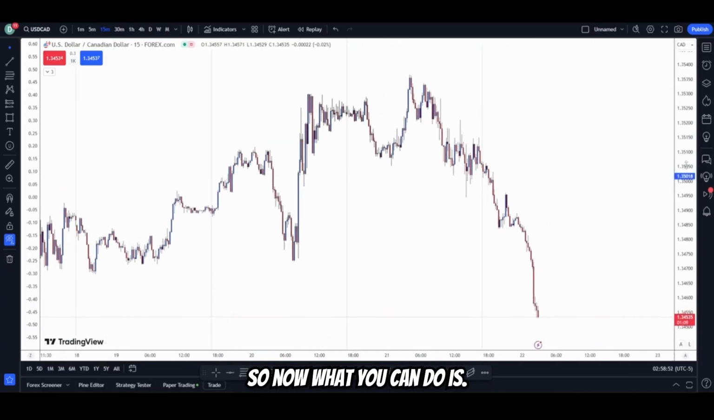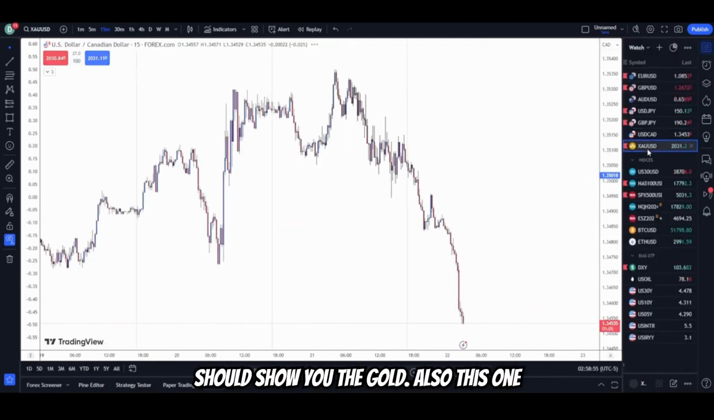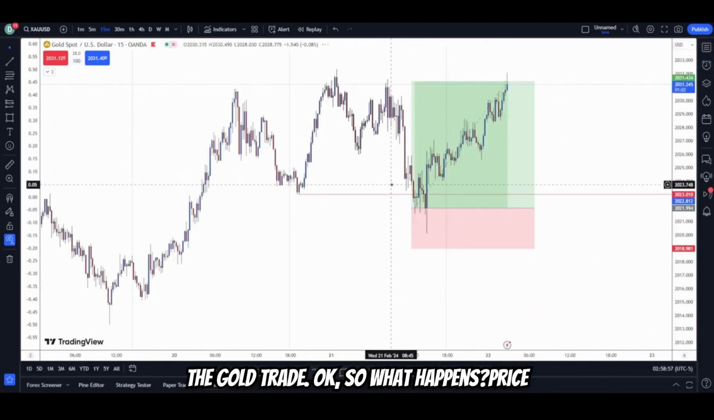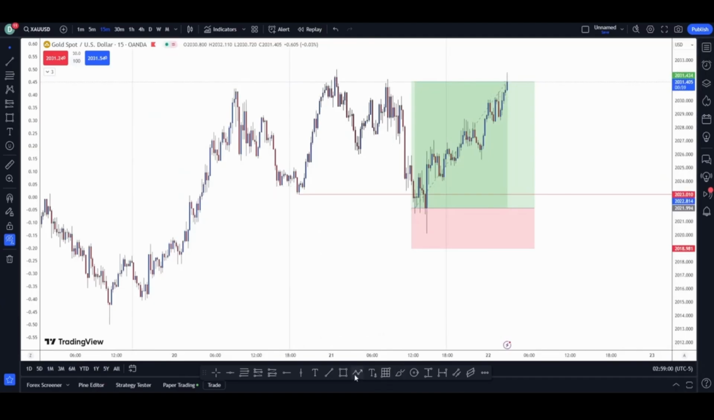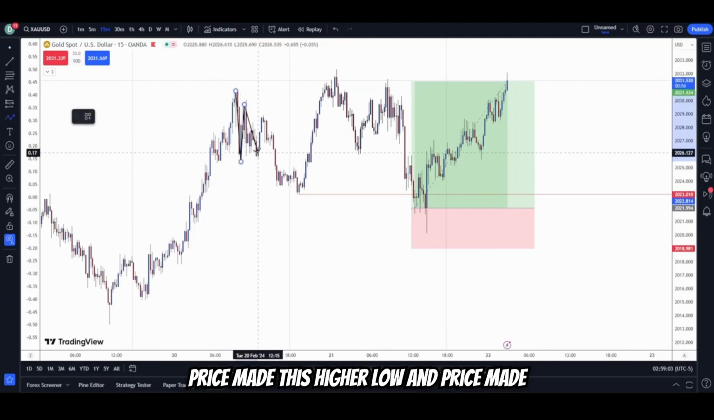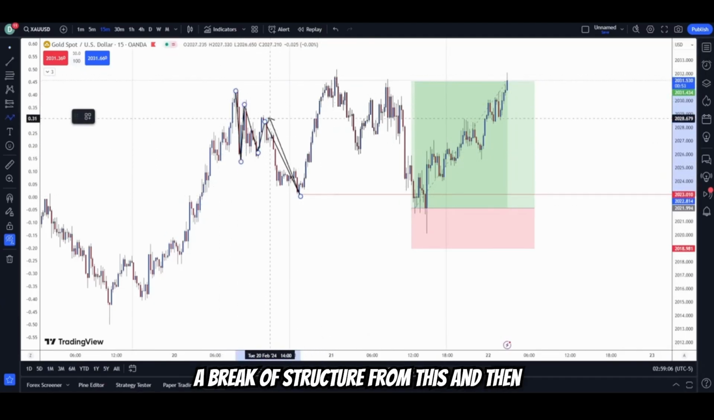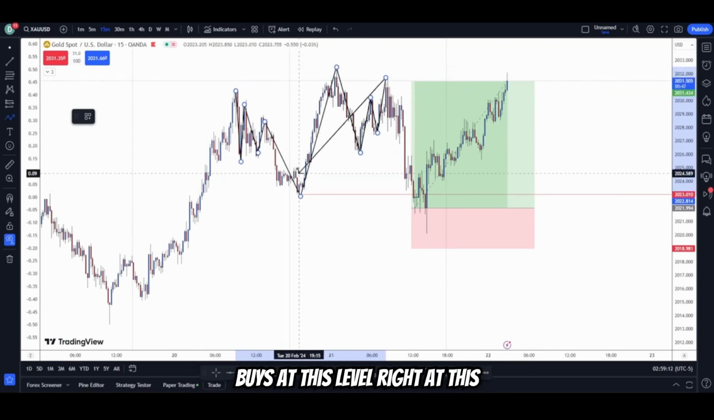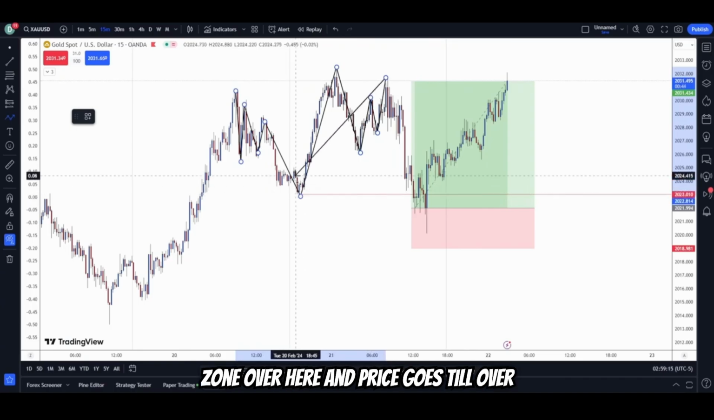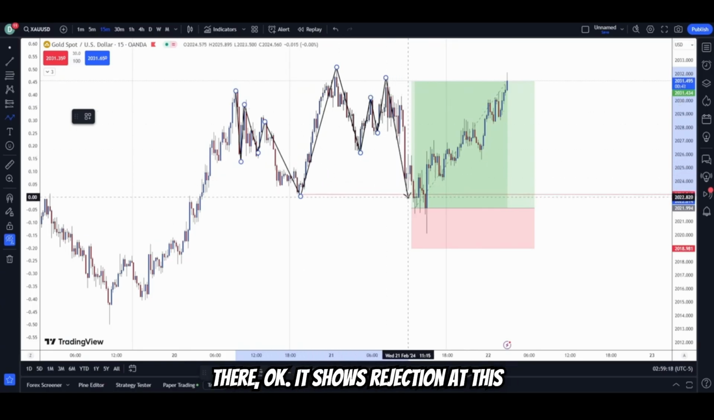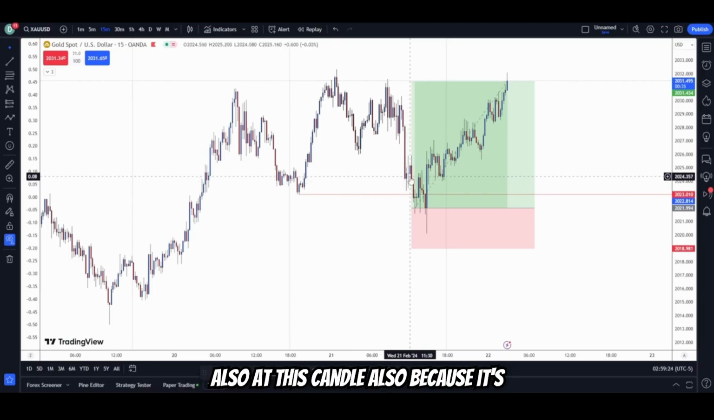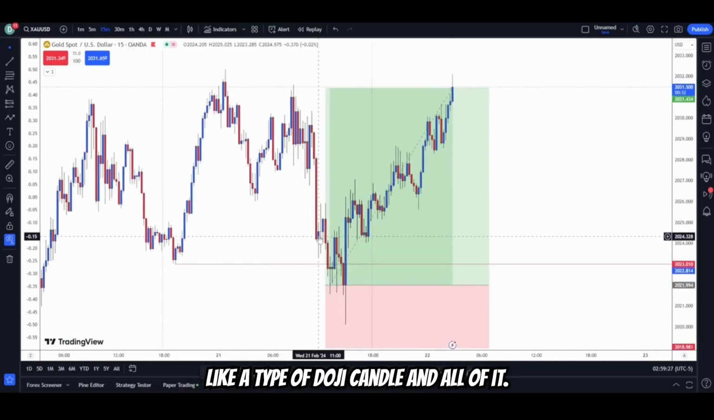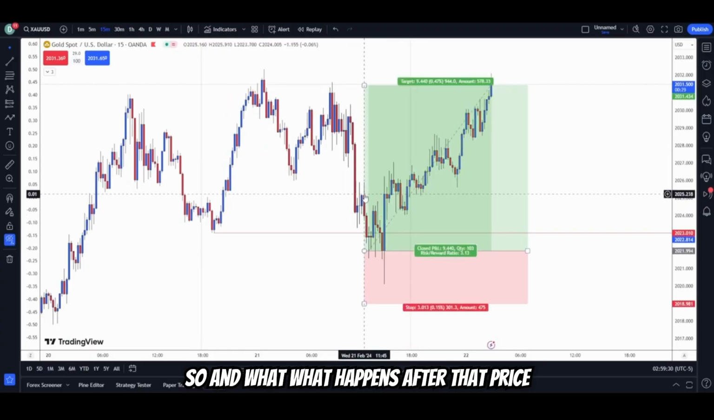so now what you can do is, I should show you the gold also. This one, the gold trade. Okay, so what happens? Price was making higher highs and higher lows. Price made a higher low, and the price made a break of structure from this, and then now every trader will be looking for buys at this level, right, at this zone over here, and price goes till over there. Okay, it shows a rejection at this candle right over here, at this candle also, at this candle also, because it's a type of doji candle and all of it. And what happens after that? Price gives a breakout.